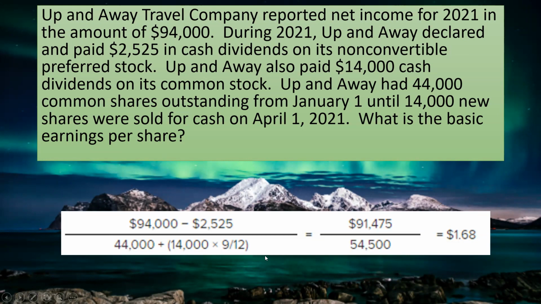So that's what we did for the numerator. Then for the denominator, we already did one more challenging than this in this video. We're going to take the 44,000 shares that they had at the beginning from January 1st, and then we are going to add the 14,000 new shares, but we're going to consider they only had those issued for 9 out of 12 months. So that gives us a weighted average of common shares of 54,500. Which gives us an earnings per share of $1.68.